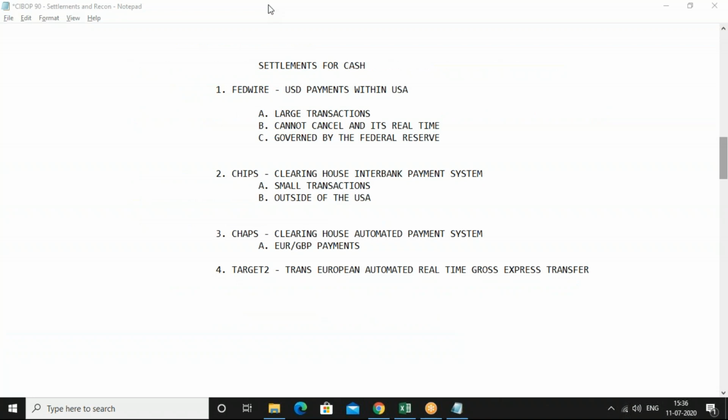Next, you have CHAPS. This stands for Clearing House Automated Payment System, and this is largely for Euro and GBP payments. And then you have something called TARGET2. It's called the Trans-European Automated Real-time Gross Settlement Express Transfer. That's a long name, but the short form is TARGET2. Again, it's for making payments throughout the European Union. So these are the platforms that you will use to make payments, for security settlements as well as FX transactions.